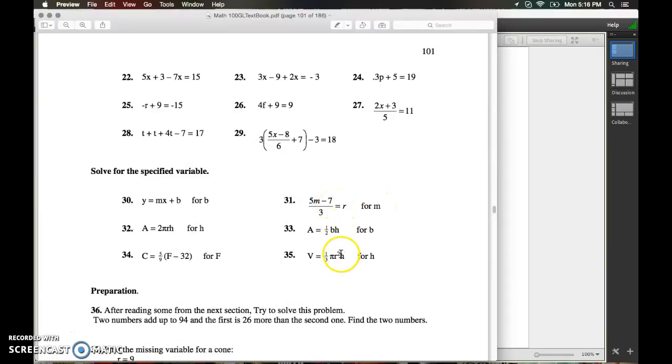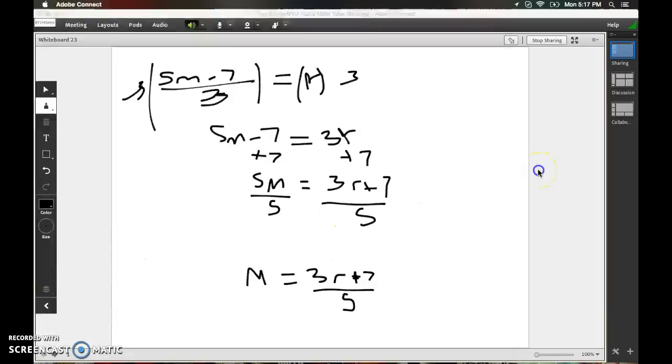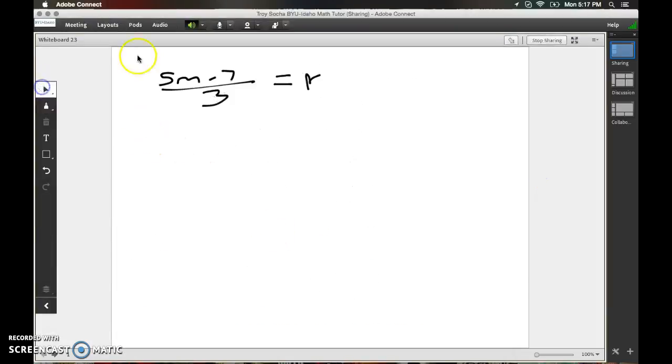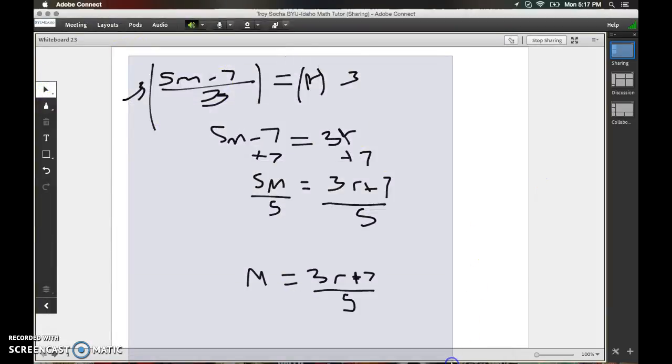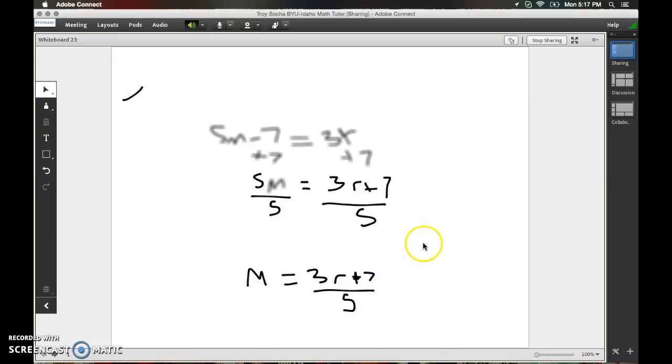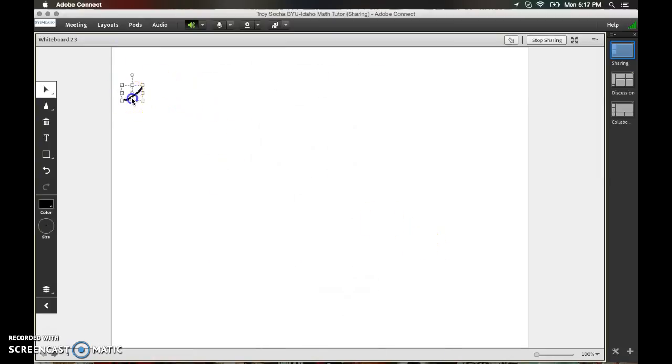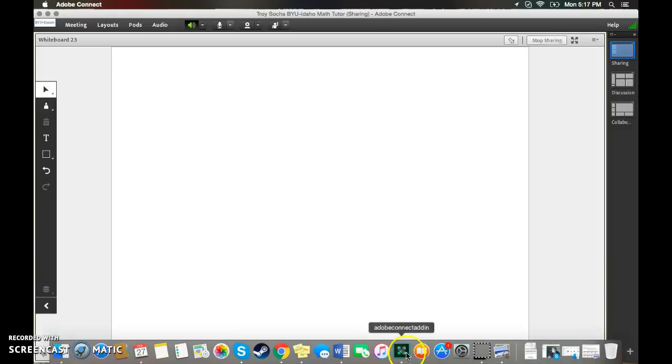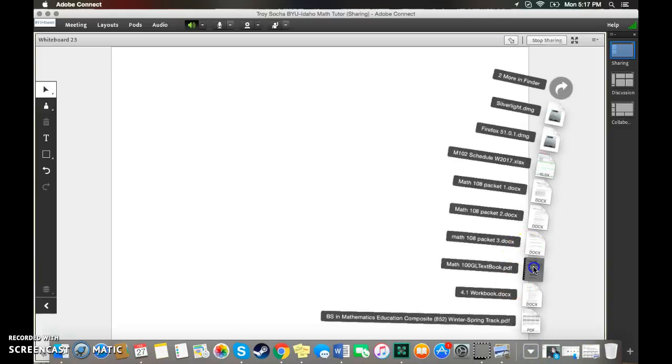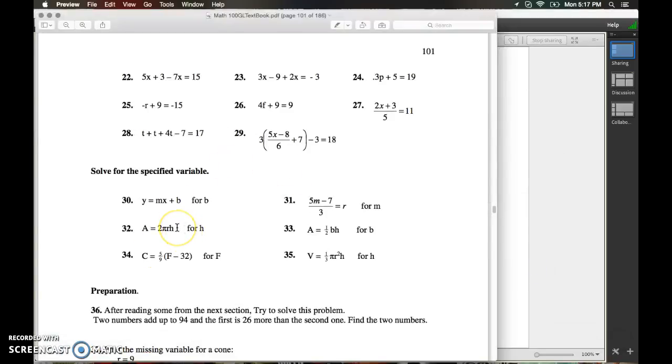But what if we don't have numbers? What if we got something like this? Let's do number 32. So here's something like number 32. Why would we ever need to solve for that? Why would they make us look at this and say, well, I want that h? Well, sometimes you know an area and you know a radius, but you don't know a height. And so that becomes difficult.